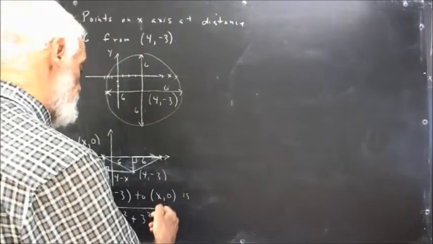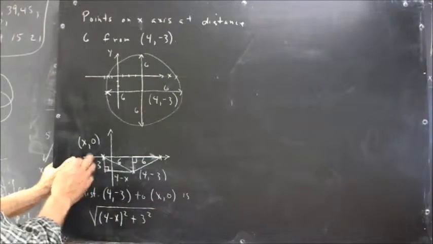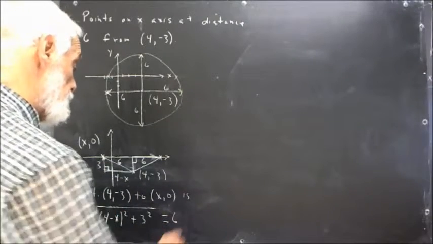Now, assuming that the point is at distance 6, that distance has to be equal to 6. So now we have an equation we can solve for x.